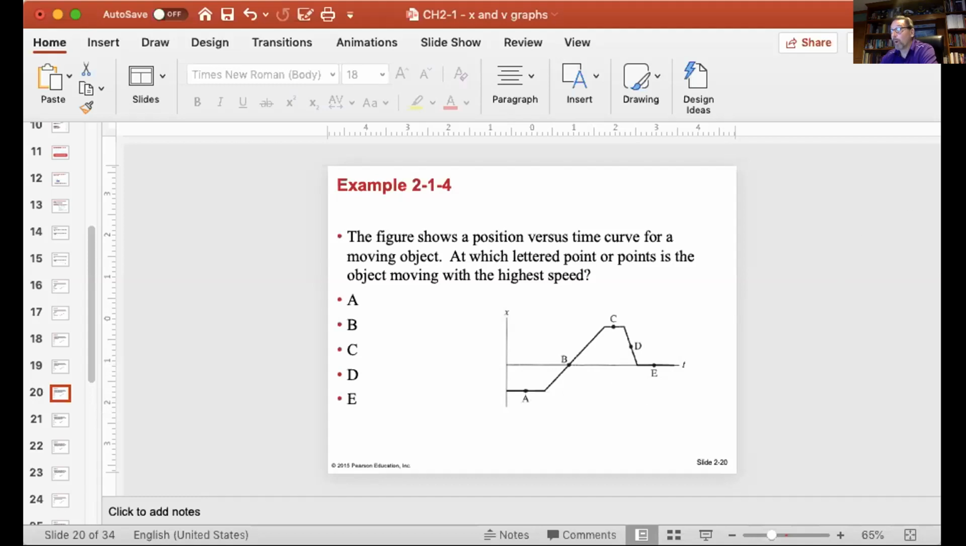But speed now is just the magnitude of that slope. The slope magnitude is greatest at D. It is the steepest slope, so that is the highest speed. And so I agree with those of you who picked D. There it is, I didn't share it with you.